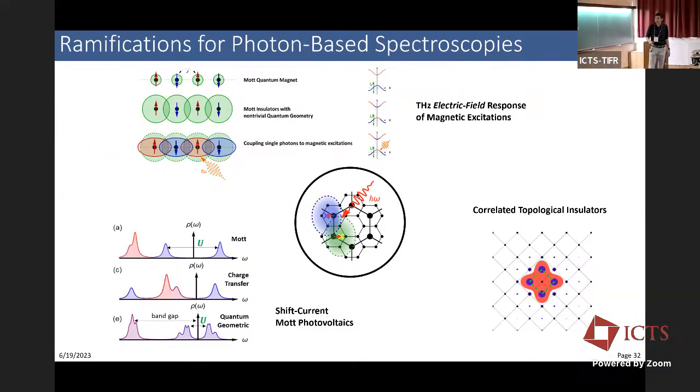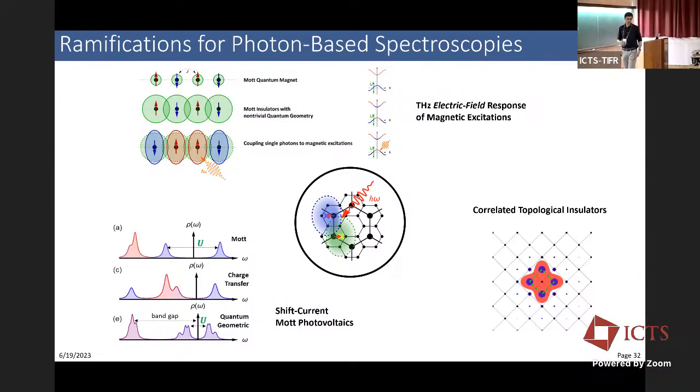So I'm almost out of time, so just quick ramifications that we're working on now. There are various ramifications for optical responses. Already on the level of optical conductivity, if I take a Mott insulator in a system with non-trivial quantum geometry where my local moments won't be perfectly localized, I can now have an effective electric field coupling of terahertz fields to magnetic excitations just from the deformation of the effective shape of the local moments or Wannier functions that host spins, coupling to spin exchange processes.